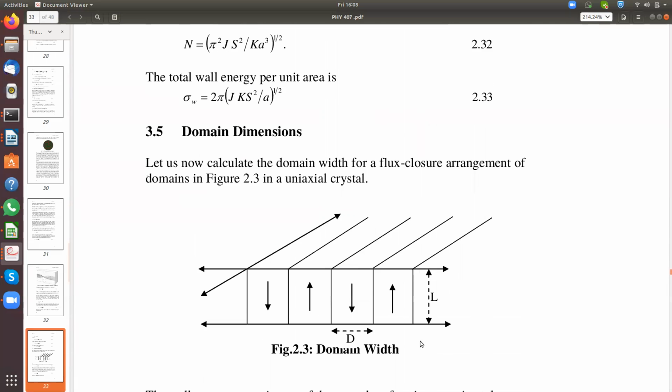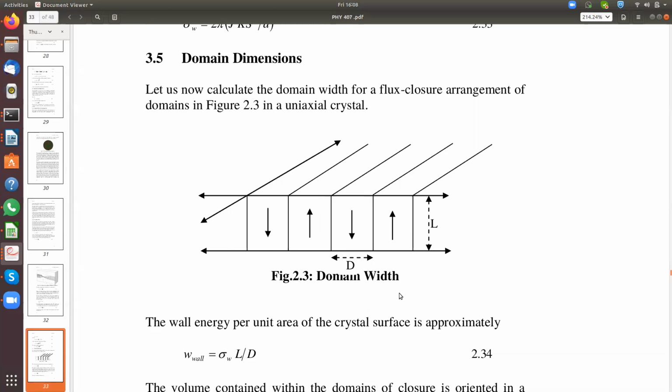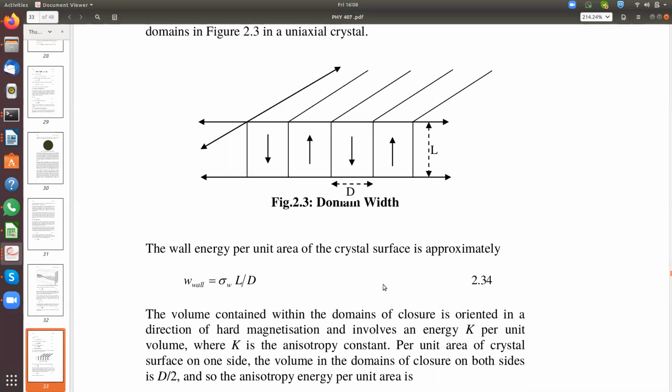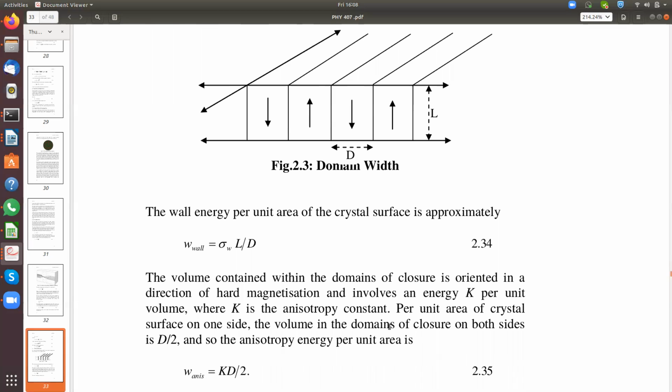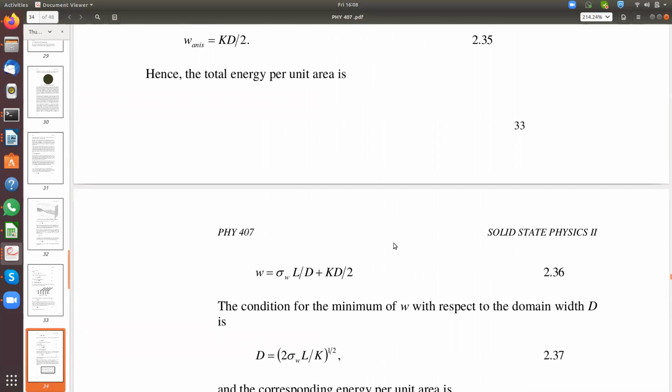Then the domain dimension. If we consider the domain width as shown in figure 2.3, the energy can be written as this, as shown in equation 2.34. The volume contained within the domain of closure is oriented in the direction of hard magnetization and involves an energy K per unit volume, where K is the anisotropy constant. Per unit area of crystal surface on one side, the volume of the domain is given as equation 2.35. So now, if we put them together, we can compute the total energy per unit area to be equation 2.36.